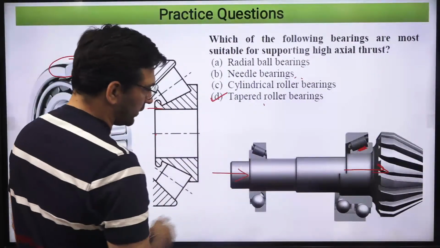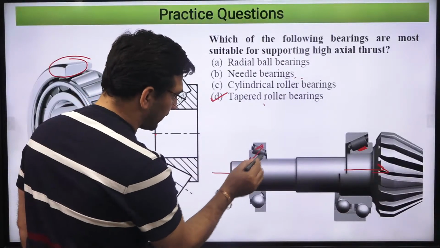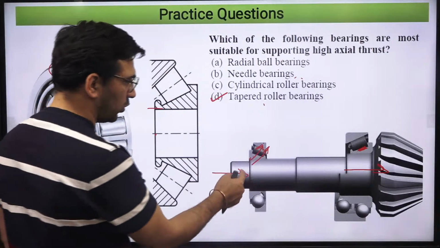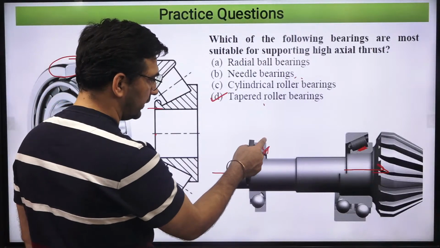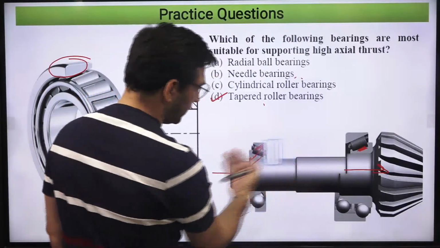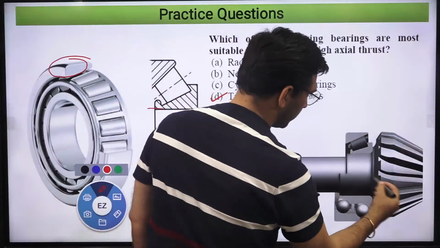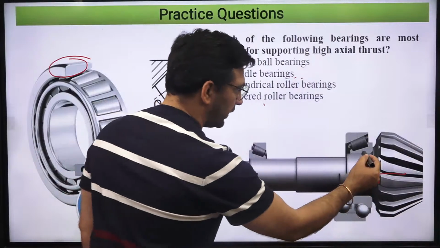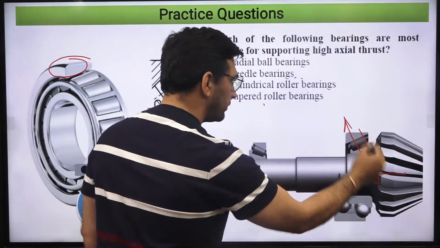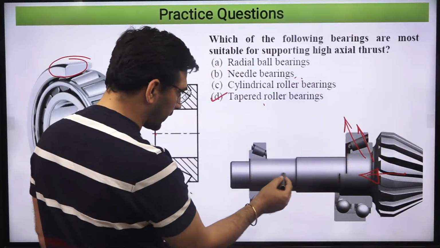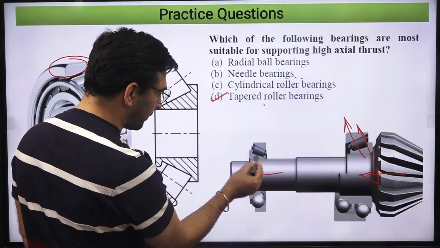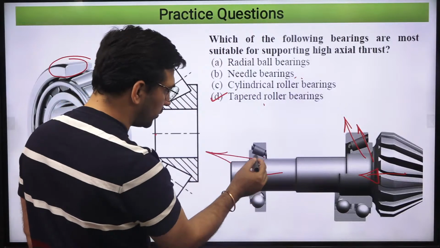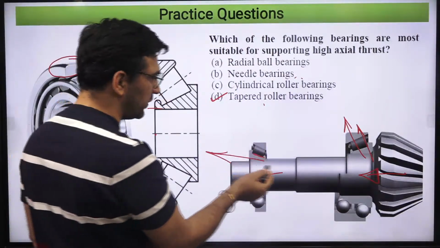Think of this situation. Load is getting transmitted from here to here, that means from the inner ring to the outer ring. So this load, it can carry. Had it been this way, which bearing can carry this load? The inner ring is transmitting load this way, and over here this load is trying to separate the inner ring, moving it in this direction. So it means creating a gap over here. So this bearing will not be able to.